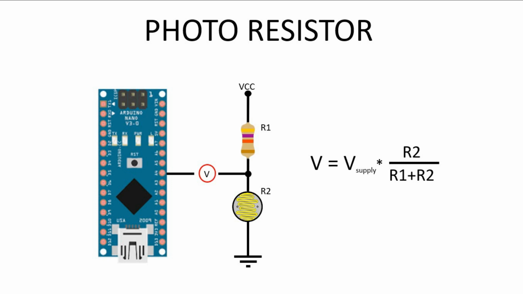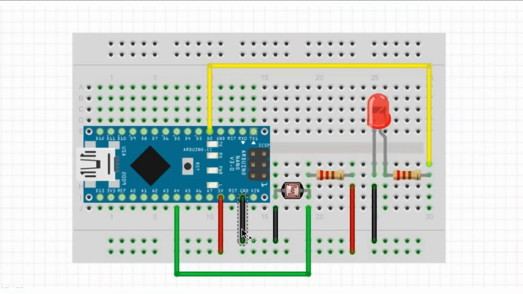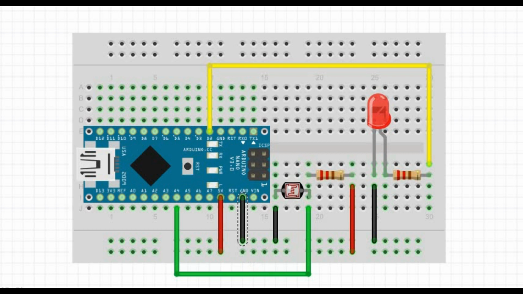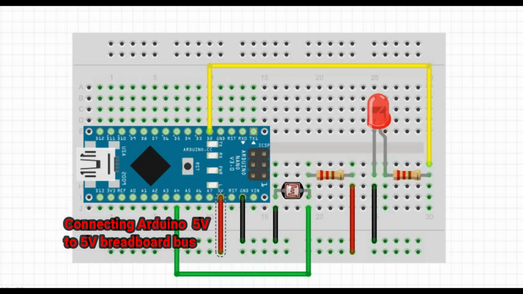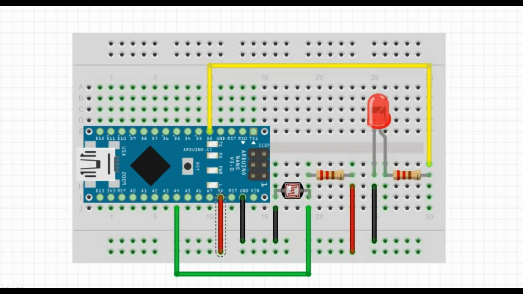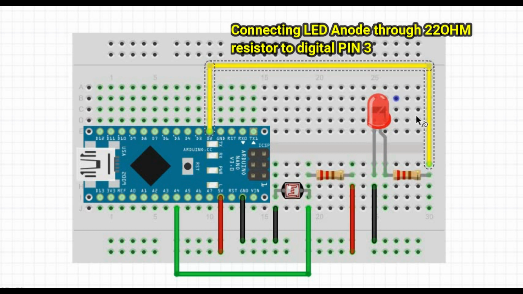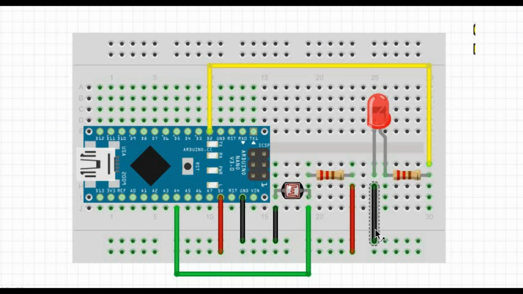Let's see how all the components should be connected. We connect 5 volt and ground of Arduino to 5 volt and ground buses of the breadboard. We connect LED anode via 220 ohm resistor to digital pin 3 and LED cathode to ground.